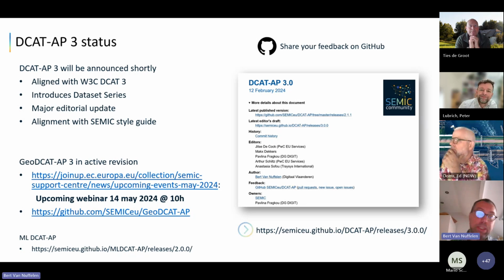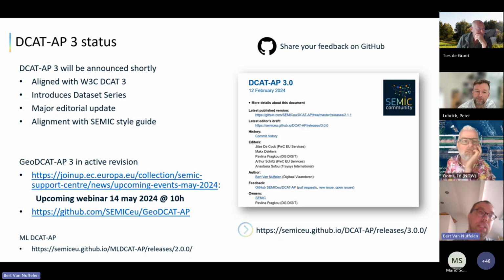What you have to know is that DCAT-AP 2 to DCAT-AP 3 is a major editorial update, so it looks different. There's a lot of changes into it, so it's a really major version from the experience as well. And then we did an alignment with our CEMIC style guides, which happened in parallel.